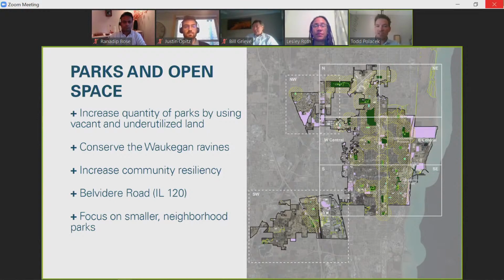So one of the key themes was City of Waukegan continuing to enhance and focus on the ravines, which are a unique feature.